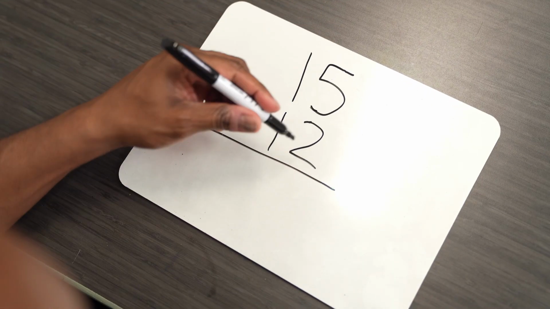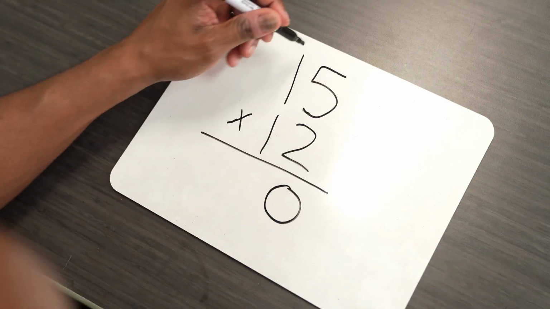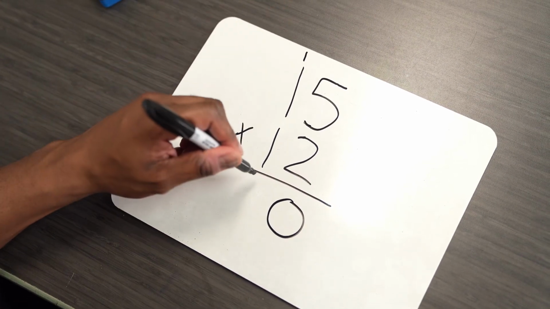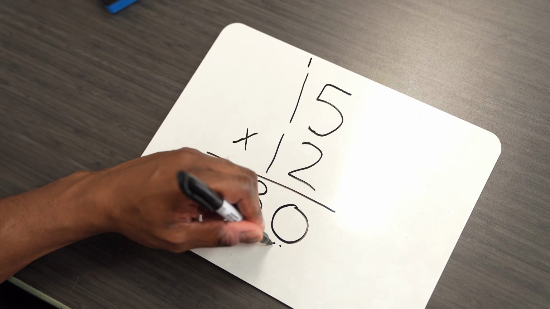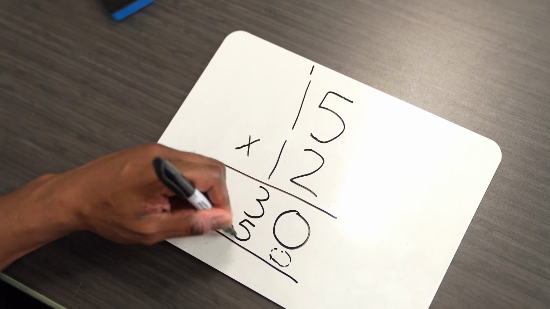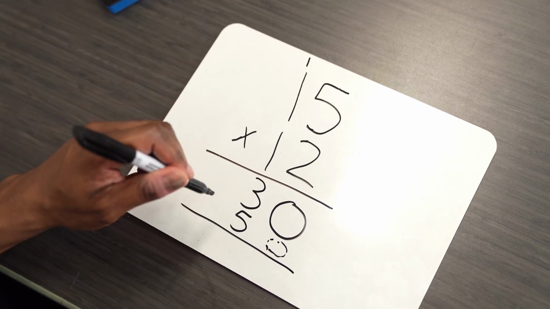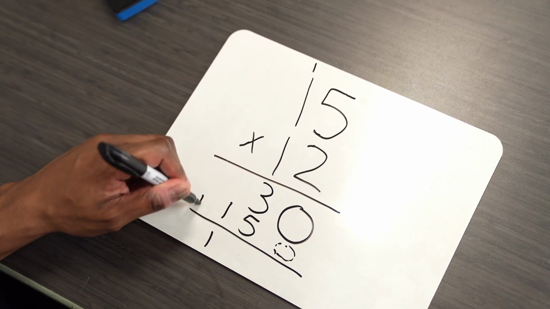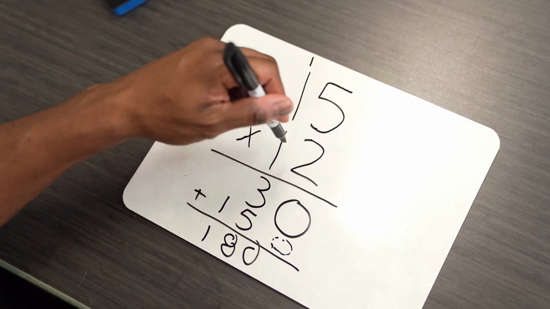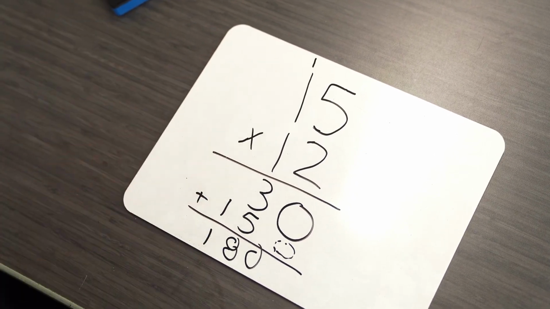I just multiply the 5 times the 2, which is 10. I carry my 1. 1 times 2 is 2 plus 1 is 3. Now I put my imaginary 0. And 5 times 1 is 5. And 1 times 1 is 1. And so I add it and I get 180. So 15 times 12 is obviously 180.